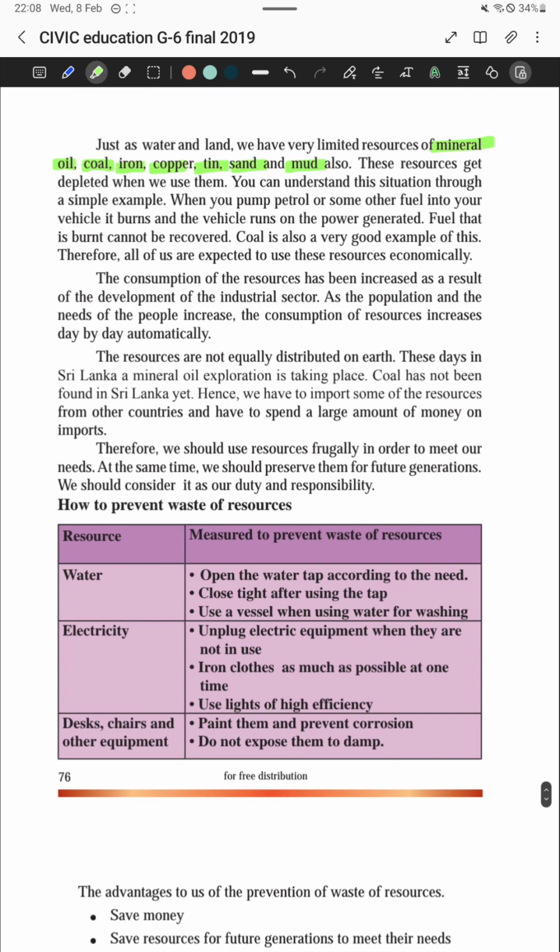So the consumption of resources has increased as a result of the development of the industrial sector, right? Nowadays the consumption of resources has increased because people are doing many new things. They are preparing new products, and they are starting new industries, right? So they are highly demanding resources. When they are taking too many resources, what will happen? The remaining resources will be limited, right?